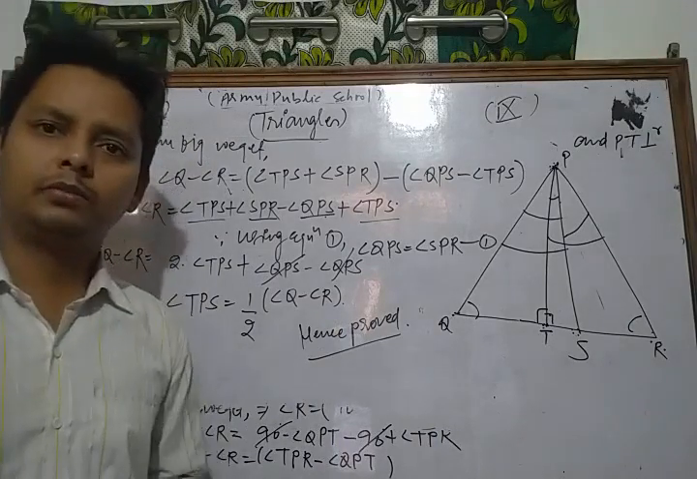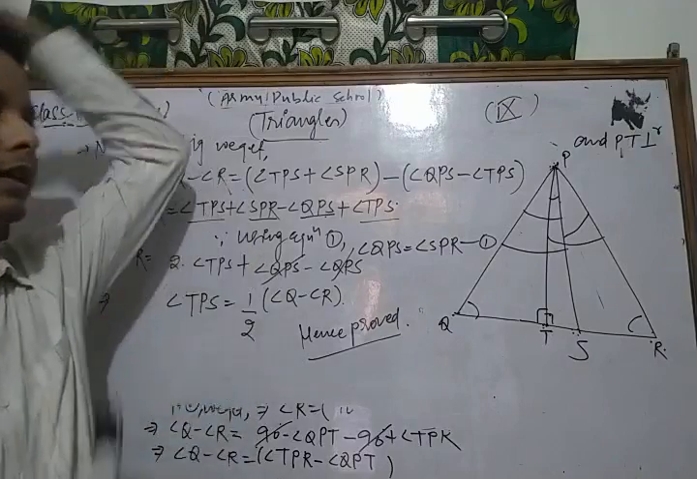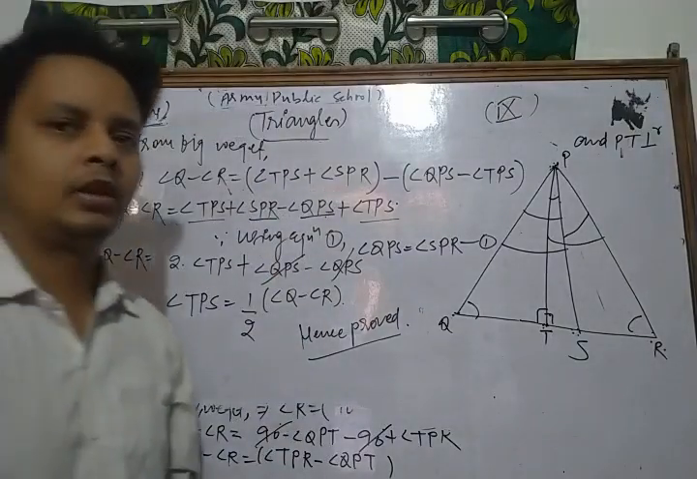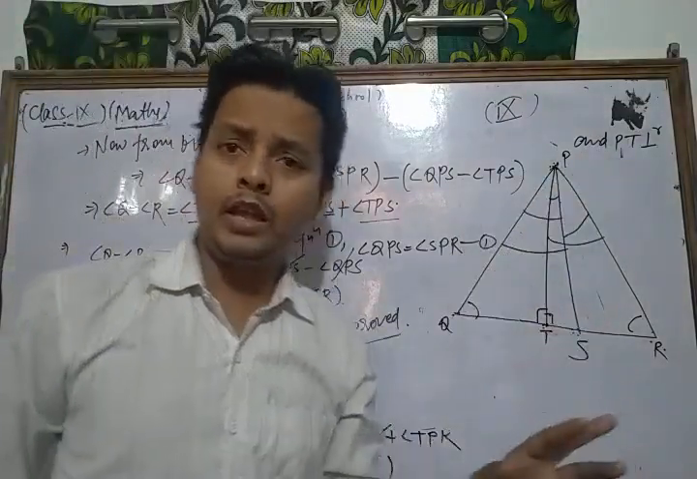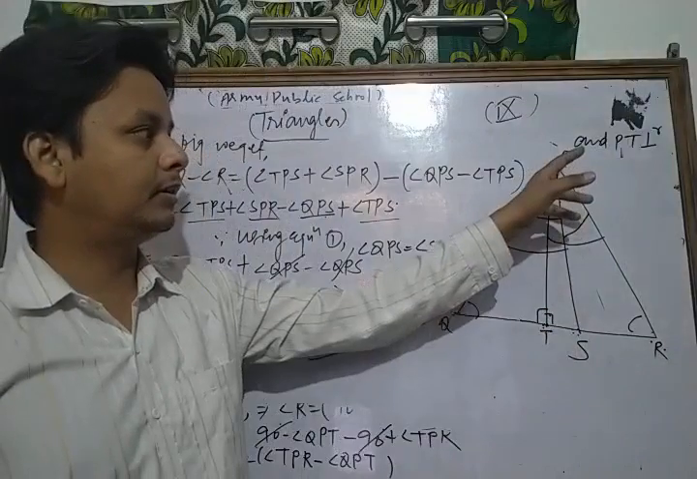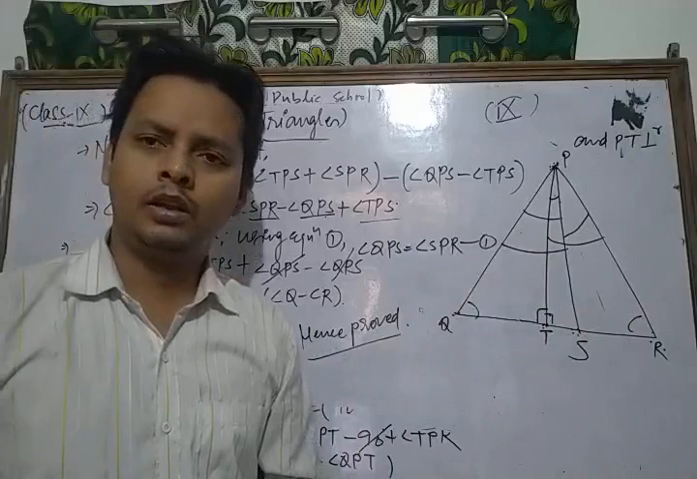Dear student, this is one of the most important questions of your syllabus. So please do more and more practice of that type of question. Now let's see once more. Dear student, in that question, this is your figure, and we have to show that angle TPS is equal to 1/2 of angle Q minus angle R.